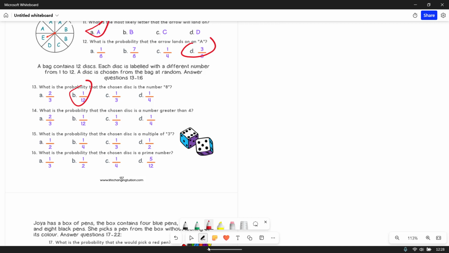What's the probability of choosing a disc greater than 4? So you've got 5, 6, 7, 8, 9, 10, 11, 12. So there are 8 numbers greater than 4. So 8 out of 12, which simplifies, dividing them both by 4, to 2 out of 3. So 14 is A.